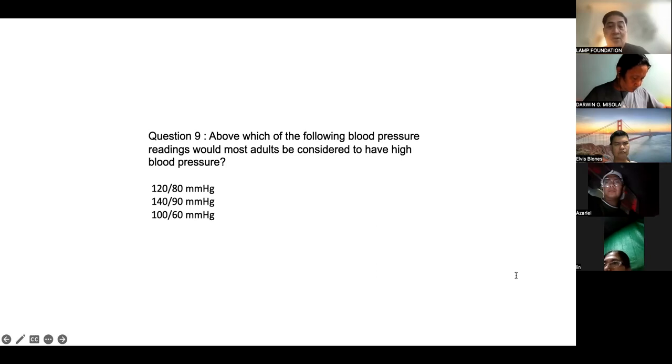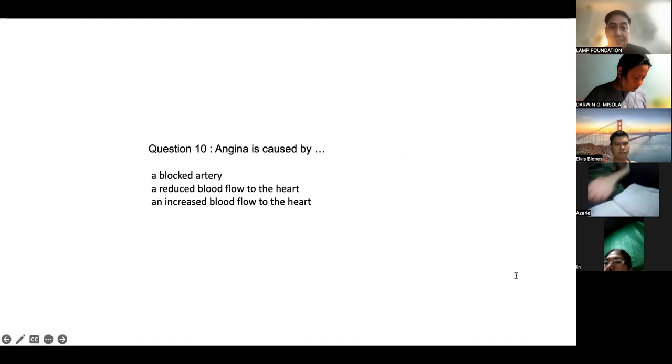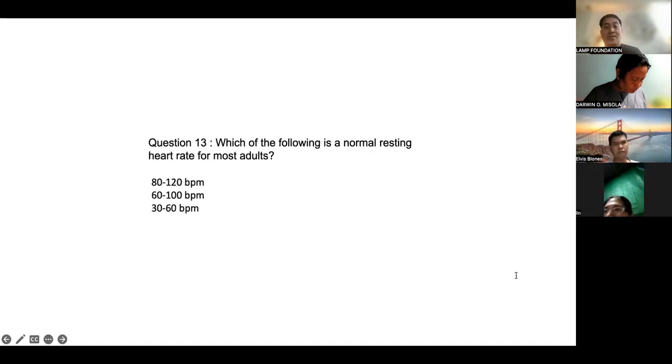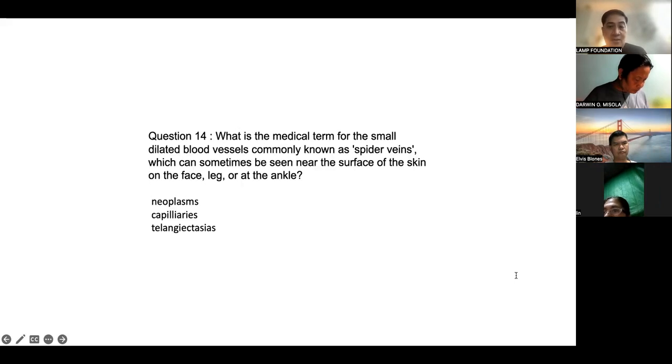Which of the following is a common cause of high blood pressure? Atherosclerosis. Hypotension is considered as a diagnosis if the systolic blood pressure is less than 90 millimeter mercury. Which of the following is a normal resting heart rate for most adults? 60 to 100 beats per minute. What is the medical term for the small dilated blood vessels, commonly known as spider veins, which can sometimes be seen near the surface of the skin on the face, leg, or at the ankle?